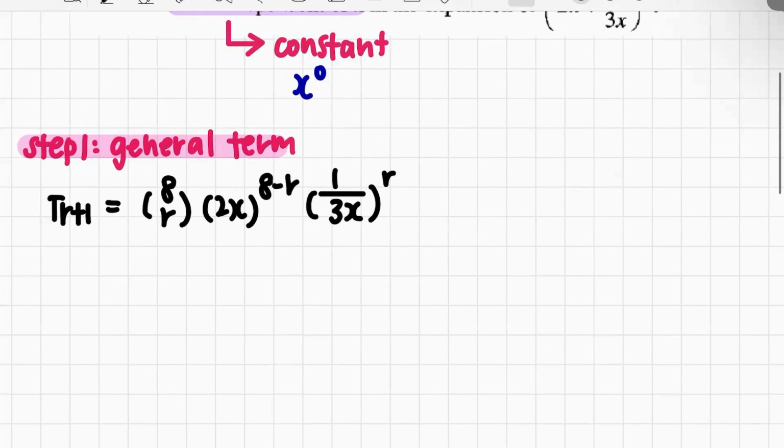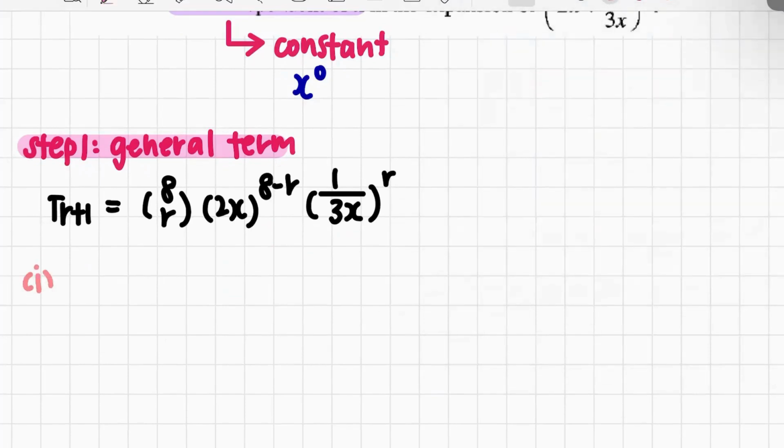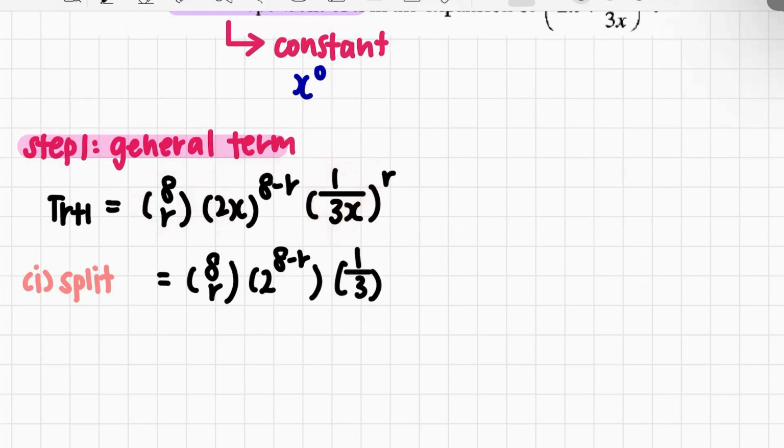Okay, so what we do is, I need to make sure that I can see everything easily. So in my step 1, I'm going to split into coefficients as well as x term. Let me show you how we do that. This is obviously a coefficient because there's no x, so I'm going to keep it as 8 choose r. This one will give me coefficient, so I take it as 2 to the power 8 minus r. Where else will give me coefficient? 1/3, correct? So 1/3 to the power r.